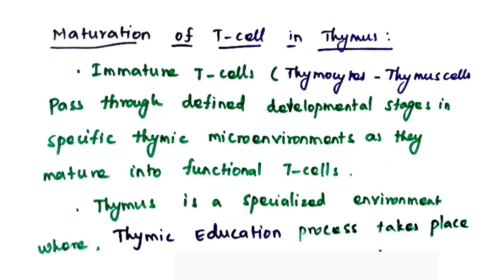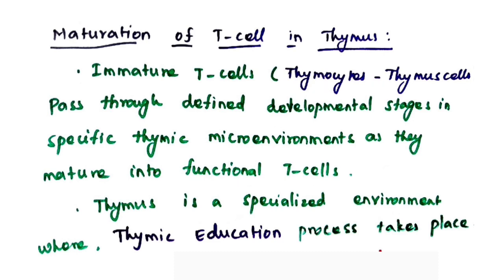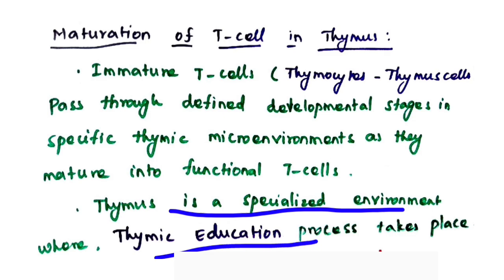Immature T cells, also known as thymocytes, pass through defined developmental stages in specific thymic microenvironments as they mature into functional cells. So T cell precursors pass through defined developmental stages in the thymus to mature into functional T cells. The thymus is a specialized environment where the thymic education process takes place.